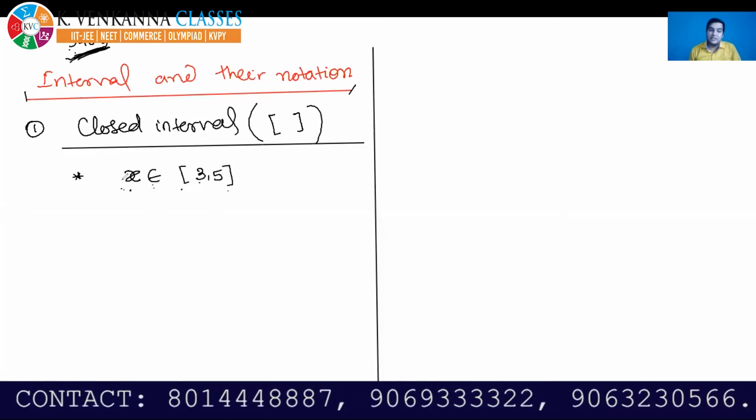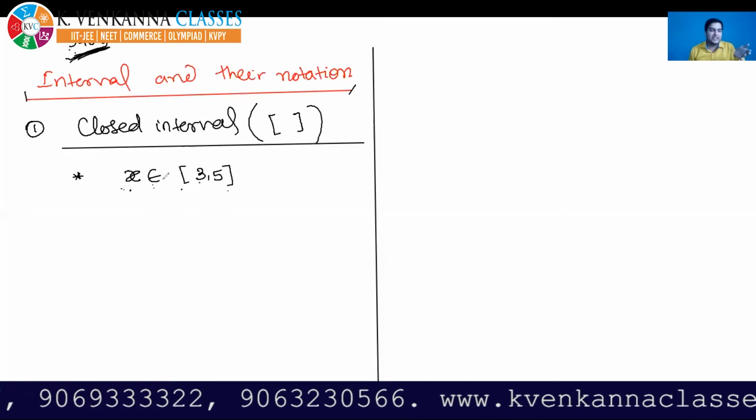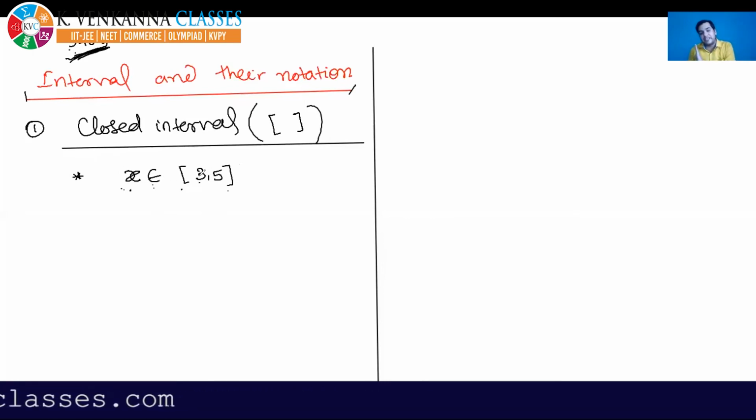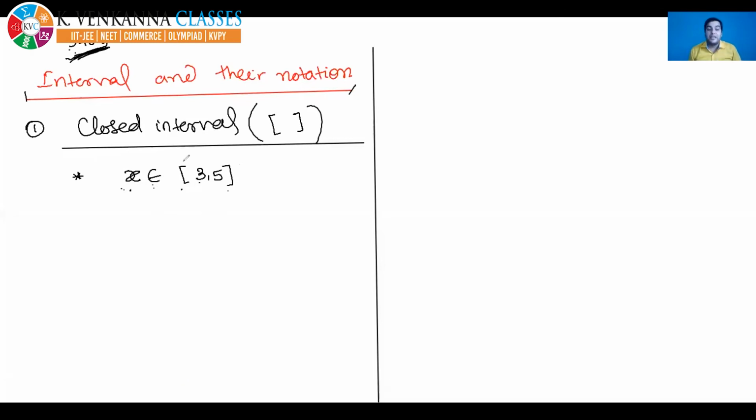Okay, what does it mean? Its meaning is x can take the values starting from 3 up to 5. It can take all values between 3 and 5. And what does this closed bracket mean? This closed bracket means x can take the value 3 and x can also take the value of 5. That means the closed interval means the boundary values are included. x can be 3 and x can be 5 also. This is the meaning of closed interval.